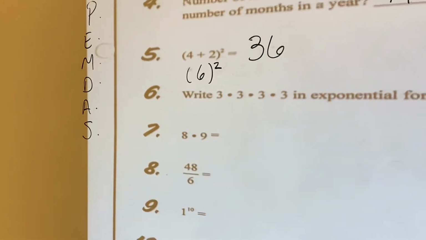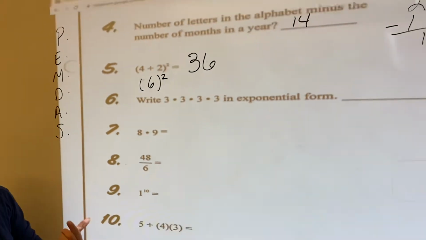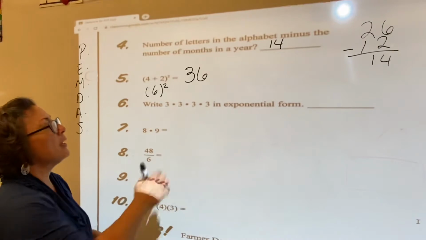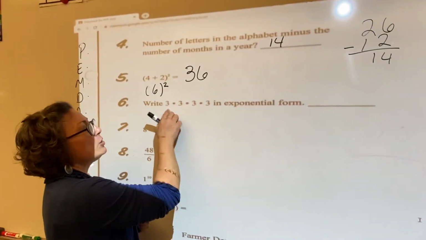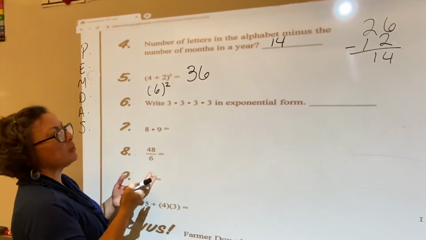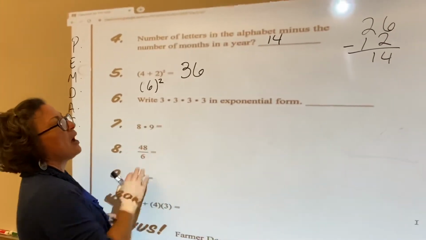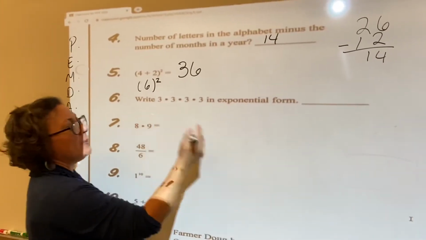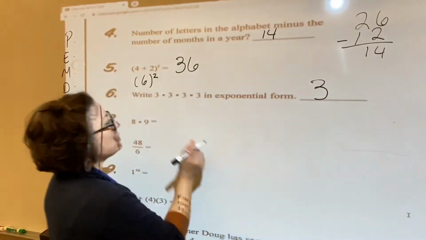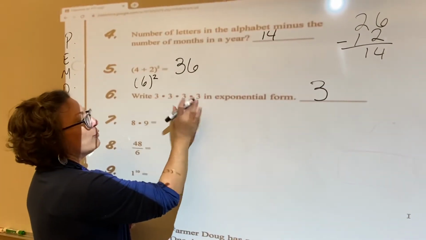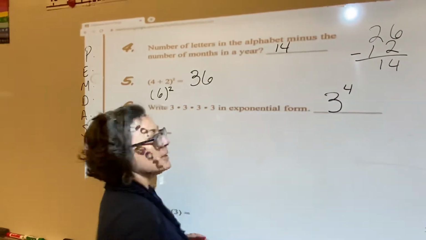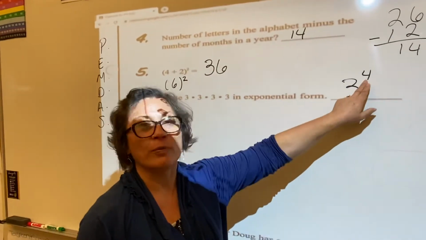Write 3 times 3 times 3 times 3 in exponential form. Now we're going backwards. They've given us the base, so how will you write this in exponential form? Basically in the short form of this operation. So we have the base is 3, and the base is being multiplied 1, 2, 3, 4. And so this is the same as 3 to the 4 power.